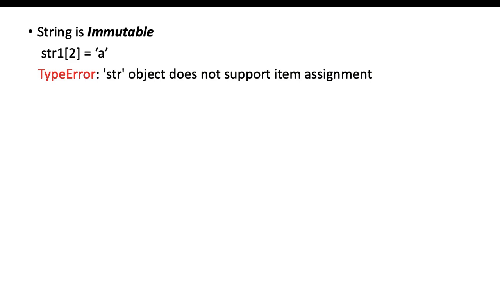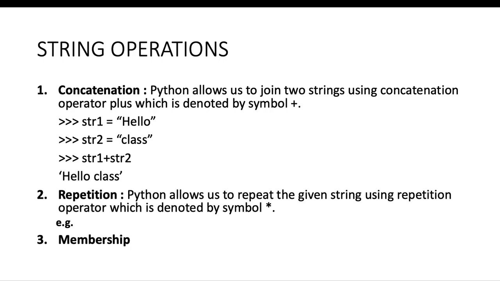Next, string is immutable. Immutable means that for any data type which is immutable, if you try to change it, you will get an error. Suppose our example is string str1 hello class. If we try to change the second index value to a, then we'll get a type error that the string object does not support item assignment. So string is immutable, and we have these string operations.